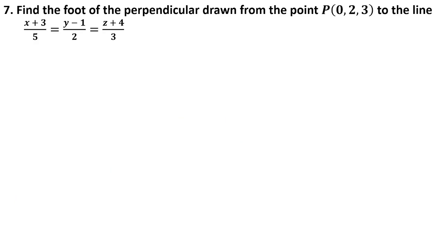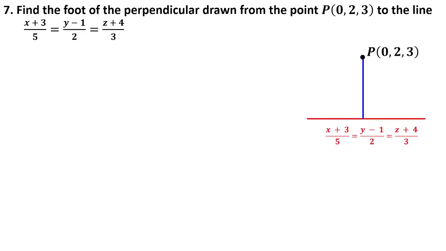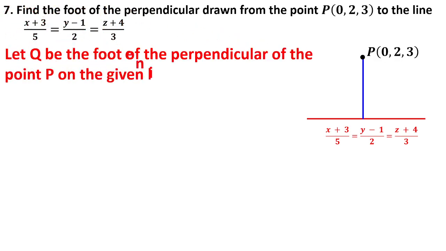Let us go to question number 7. Find the foot of the perpendicular drawn from the point to the line. This problem is useful for finding foot of the perpendicular also, and they extend this question for image also, you can do. Let us take the diagram now. P is a point (0, 2, 3) and the line is given, and let Q be the foot of the perpendicular to the point from the given line. Now I am taking Q as the foot of the perpendicular.